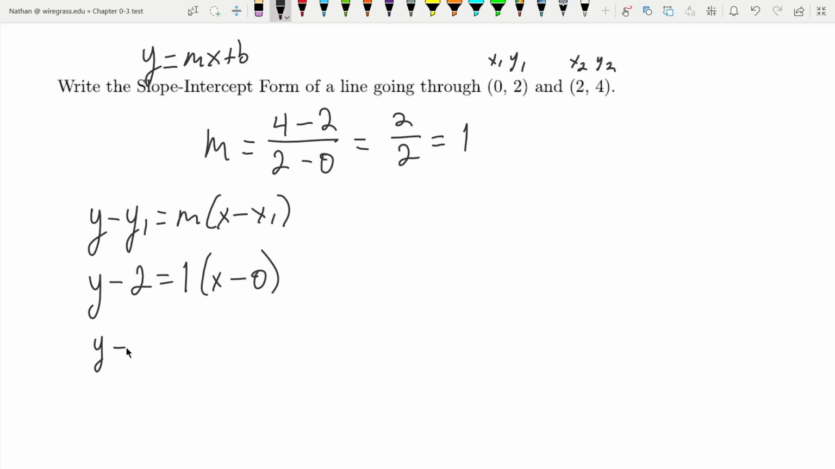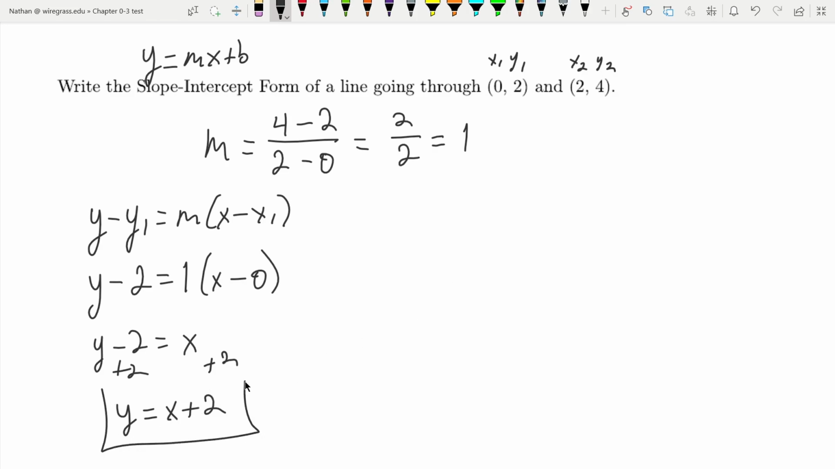We're going to get y minus 2 equals, this just simplifies down to x. So now I can add 2 over, and there we go. We get the slope-intercept form, just like that. We can also just choose one of these 2 points and plug it into this formula with the fact that m equals 1. So let's choose this point here and plug it in, and you can see we're going to get the same equation as this one here.